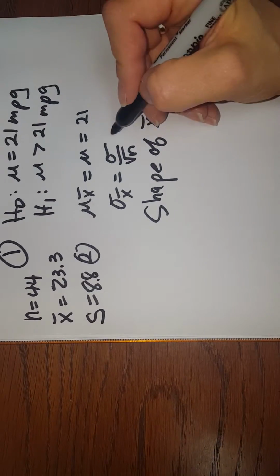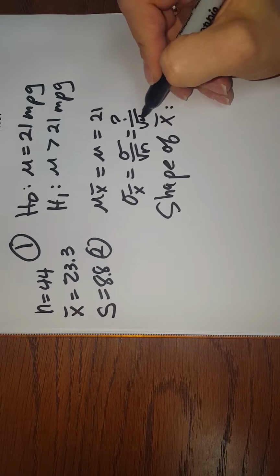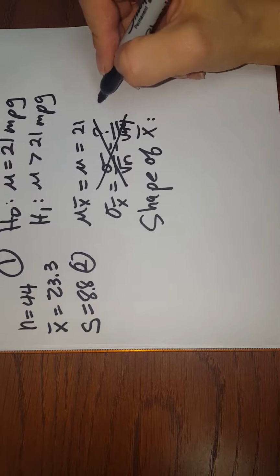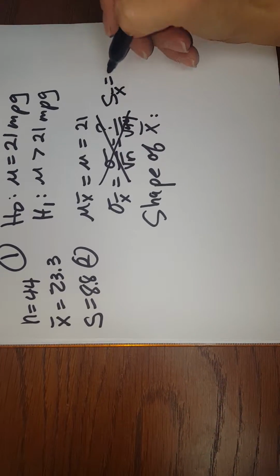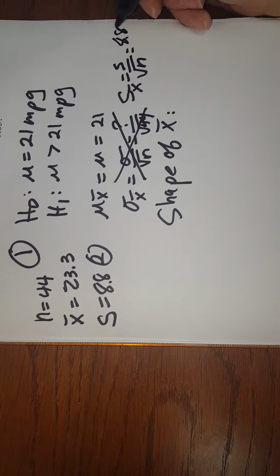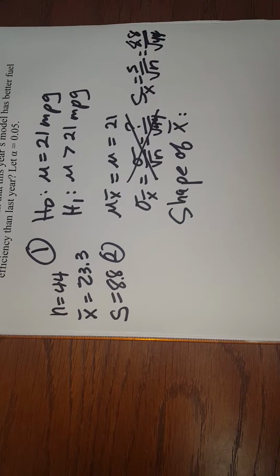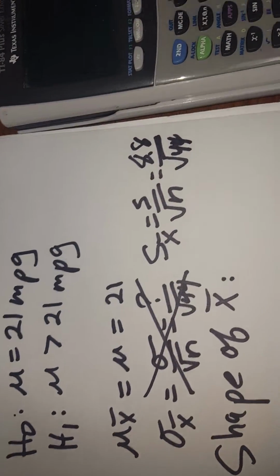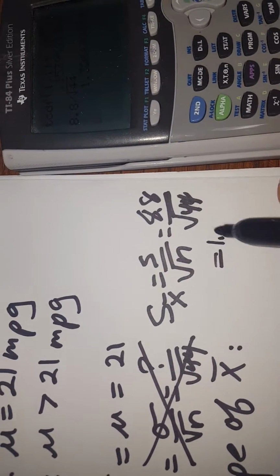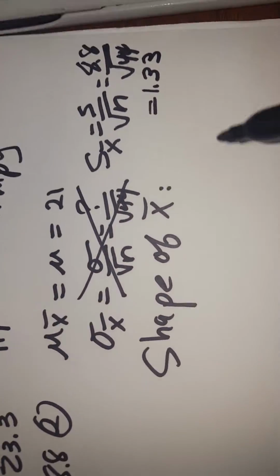All right, so looking here, we do not have sigma over square root of 44. Can't compute that. So since that's gone, we'll have to go with the next best thing, which is s x bar, which is s over square root of n. So that would be 8.8 over the square root of 44. Which, when I keyed into my calculator, gives me about 1.33 as the standard deviation, or the standard error of x bar.